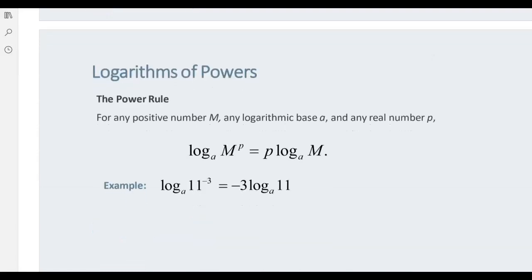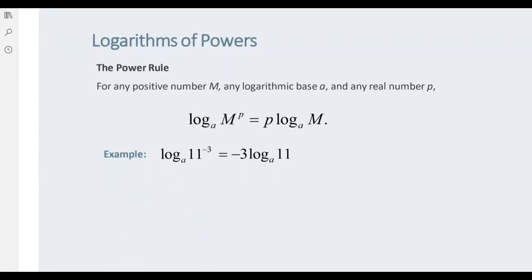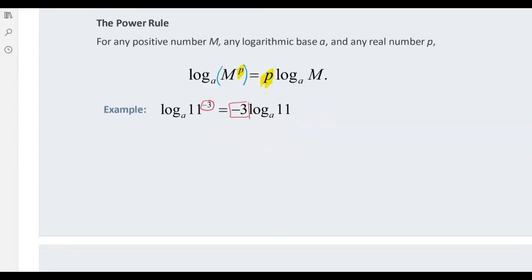This third example is also an extension of the product rule. This is saying that if we have a number that's being raised to an exponent, we can take that exponent and bring it out into the front as multiplication. So in the example, we can see that the negative 3 that was an exponent was brought down into the front and multiplied by the log in the front. This one's pretty easy because it comes right from multiplication with the product rule.